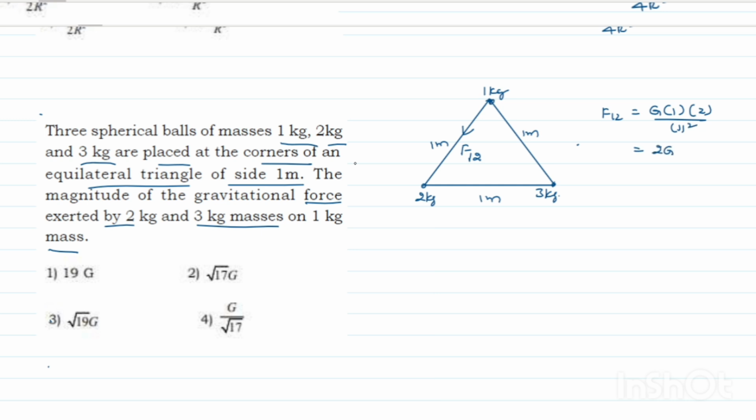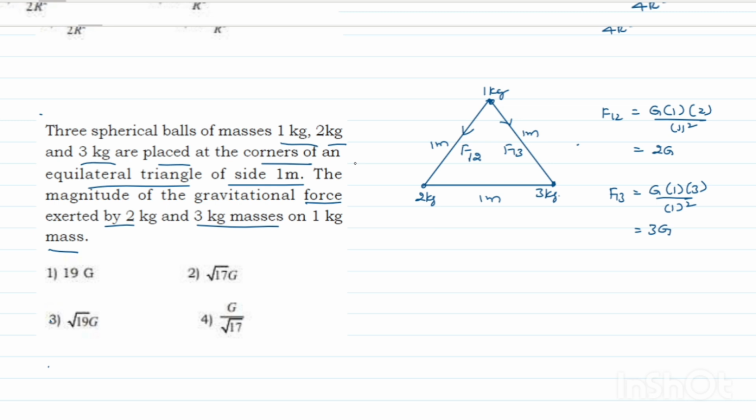Now the 1 kg mass is attracted by the 3 kg mass along this direction. This is F13, you can give the name. It's nothing but F13, which is equal to G into 1 into 3 by 1 squared. So we can take it as 3G.